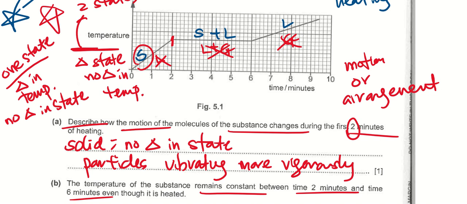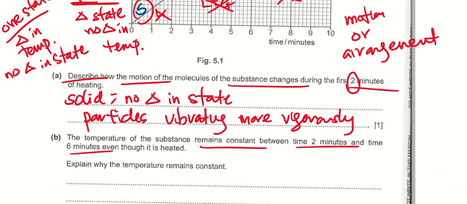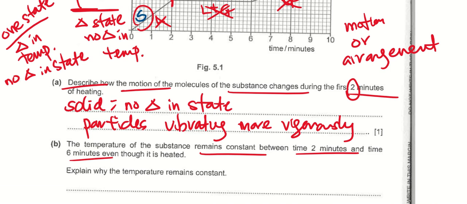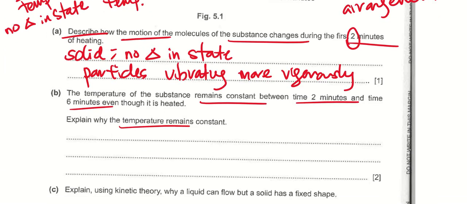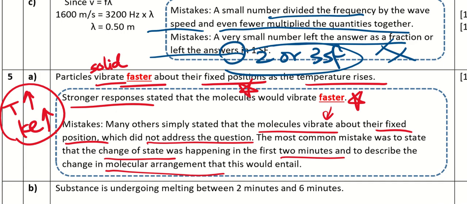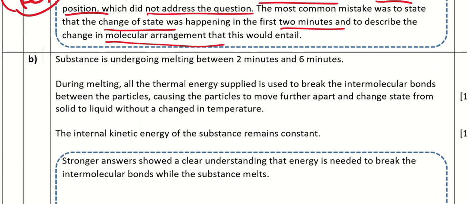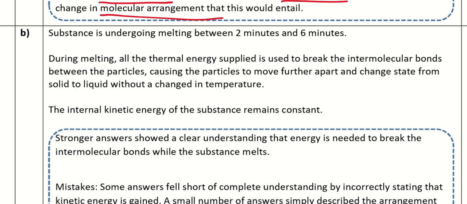So, like what I say, when it's flat, there's no change in temperature from 2 to 6 minutes. Explain why the temperature remains constant. If this comes out for O level, you must score. This is a very, very typical question because the substance is undergoing melting. You can recognize that it's going from solid to liquid, so you will know the process is melting.